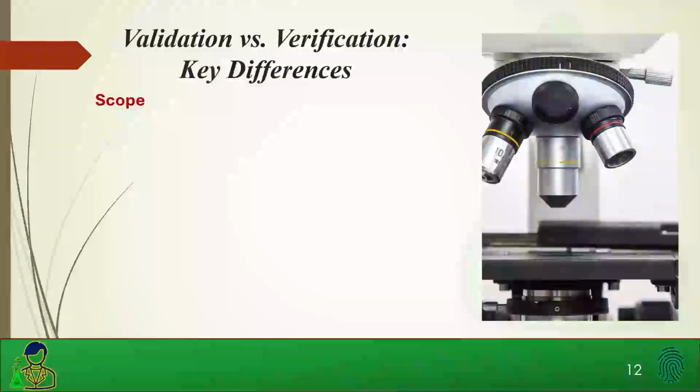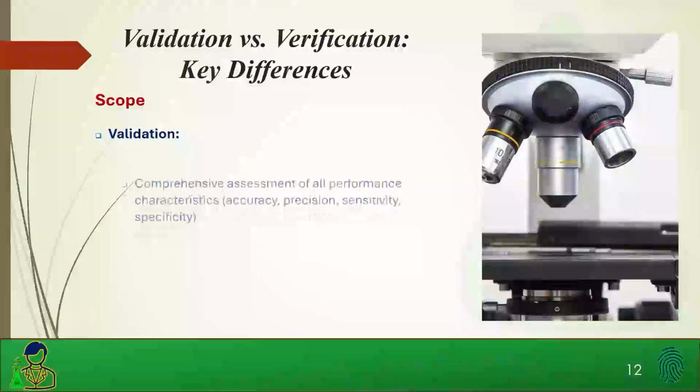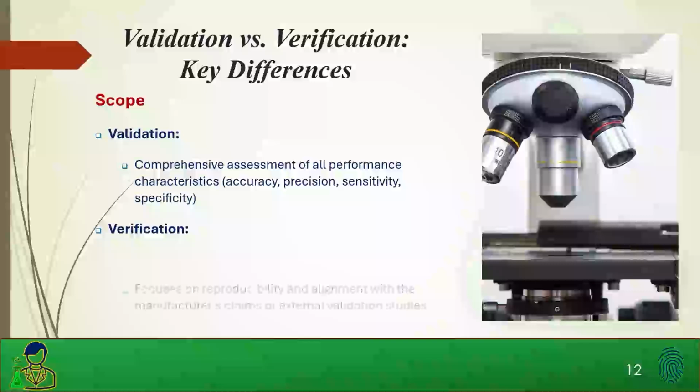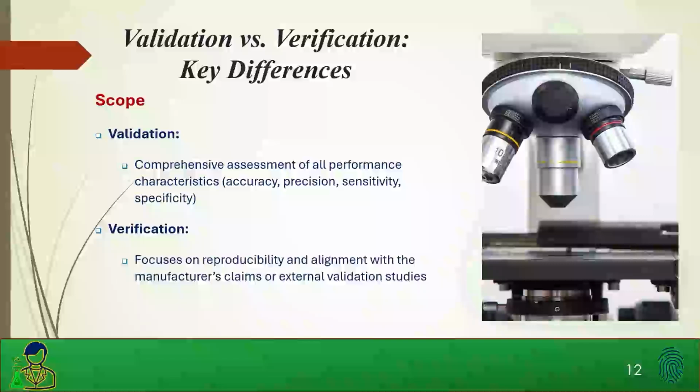So what is the scope? Validation is a comprehensive assessment of all performance characteristics, including accuracy, precision, sensitivity, and specificity. Also, stability is something that can be evaluated by validation. Whereas verification focuses on reproducibility and alignment with manufacturer's claims or external validation studies.